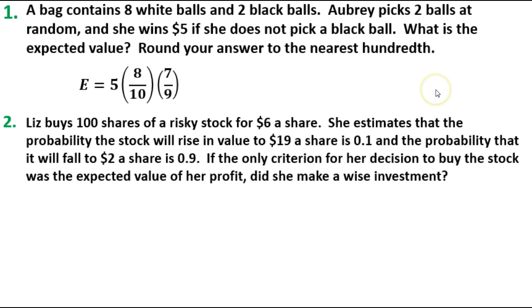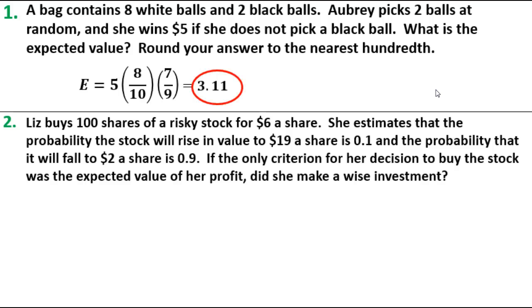Let me get that out of your way. 7/9, we just type that into our calculator. You'll find out that the expected value is 3.11. All right, so that is our expected value for that one.